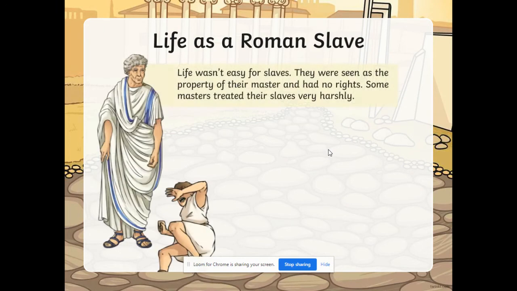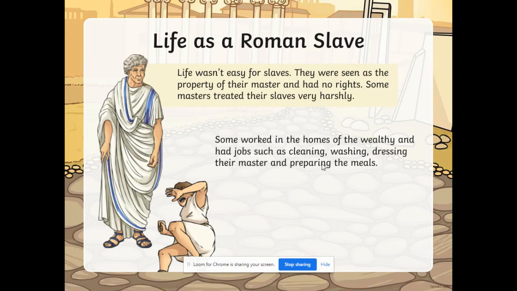Life as a Roman slave. Life wasn't easy for slaves. They were seen as the property of their master and had no rights. Some masters treated their slaves very harshly. So this man here on the left is the master. This here is a slave. These men didn't usually treat the slaves very nicely.